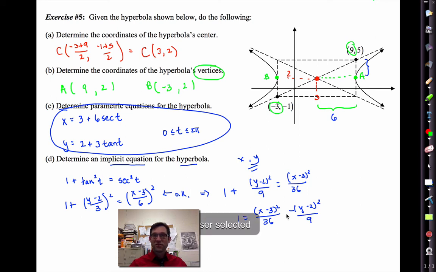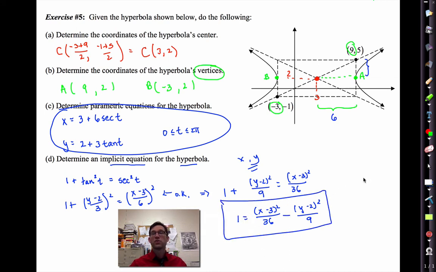That subtraction symbol got a little bit closer to that than I wanted it to. There we go. And there's my implicit equation written in standard form, if you will. Easy to kind of see why it opens up around the horizontal, easy to see the center at 3, 2, easy to see the dimensions of the box. Okay, so make sure to check if you're ever asked to come up with the equation of a hyperbola. I'm going to clear all this out.